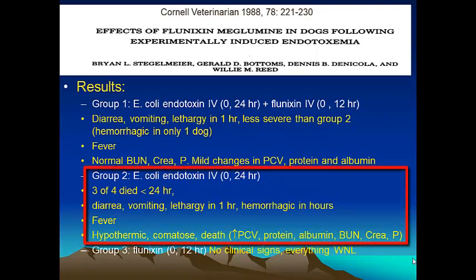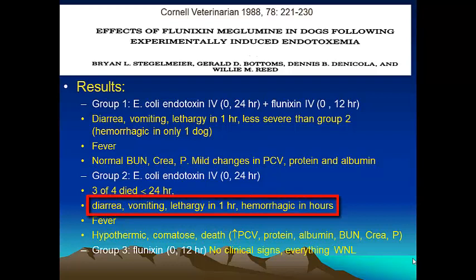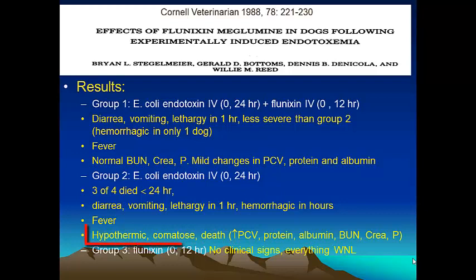So if we look at the results, basically the first thing that we find is that all those dogs that received the endotoxin, all of them except for one, died within 24 hours of the first injection. They all became really sick with diarrhea, vomiting, lethargy in 1 hour. That diarrhea was hemorrhagic in just a matter of several hours. They had high fevers. They became hypothermic, comatose, with high packed cell volume. Their protein levels went up, and basically they died. So this is what you will see with endotoxin on its own.